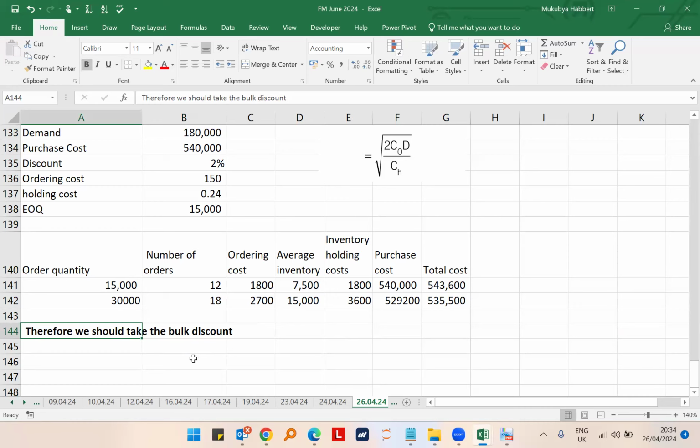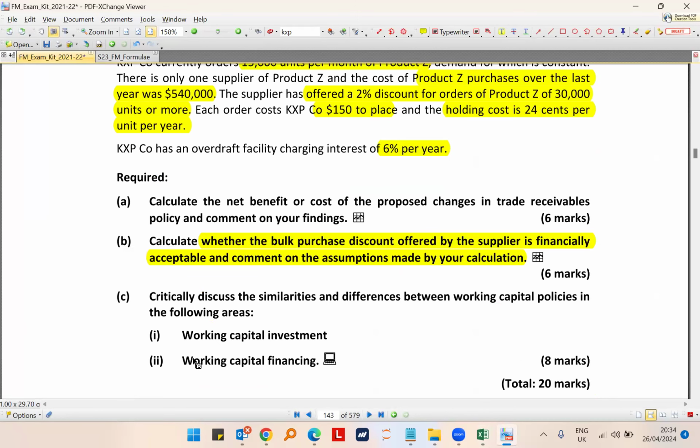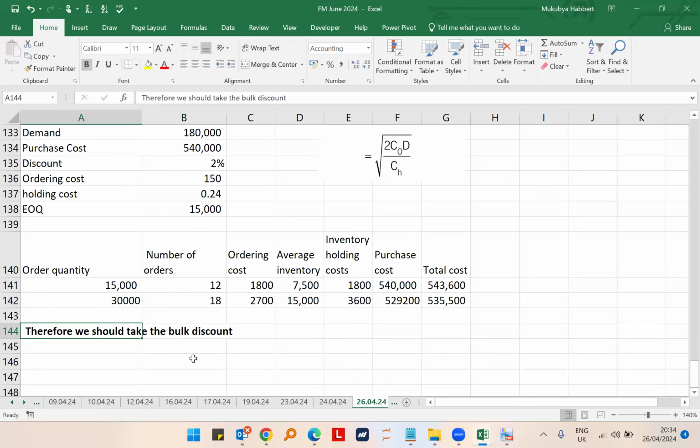Now, they have told us to comment on the assumptions made in your calculation. So what has been assumed?